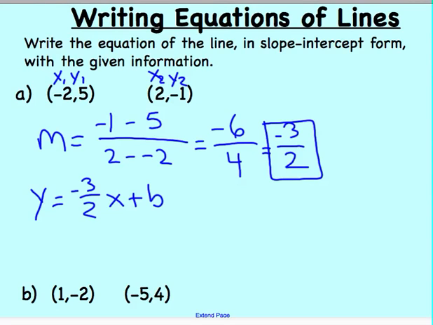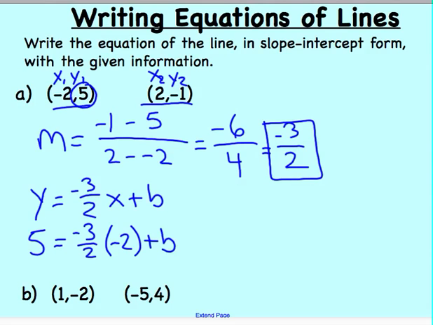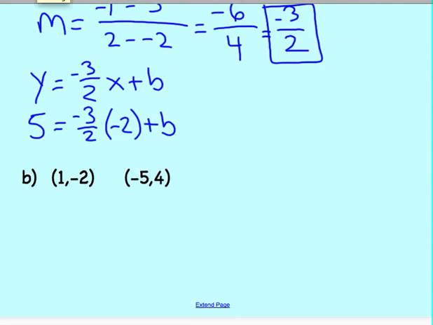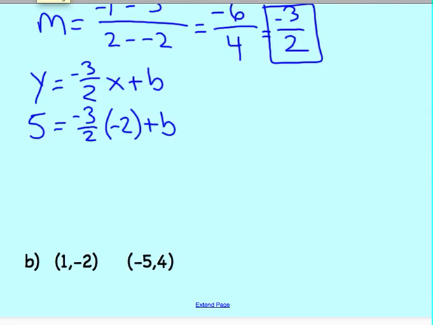Well, that means that we could just use either point, because you can use any point that's on the line, and it's saying that the line goes through both of these points. So let me just pick the first one. So the first one, I'm going to plug in 5 for y. Notice 5 is the y value. And I'm going to plug in -2 for x. Let's get this other problem out of the way. And now we're going to solve for b.